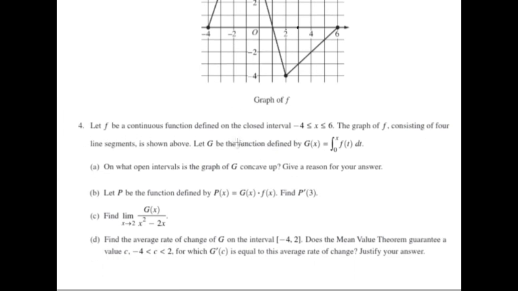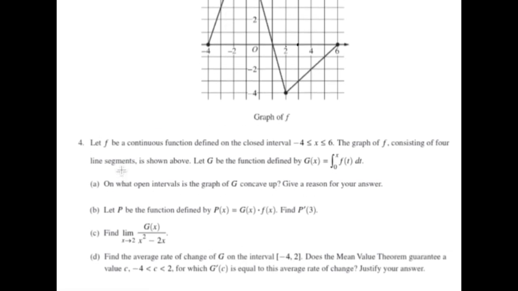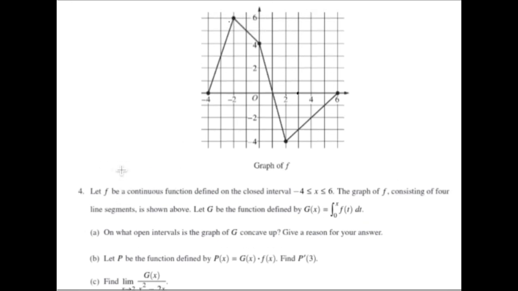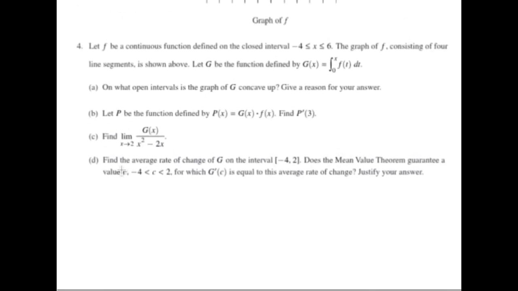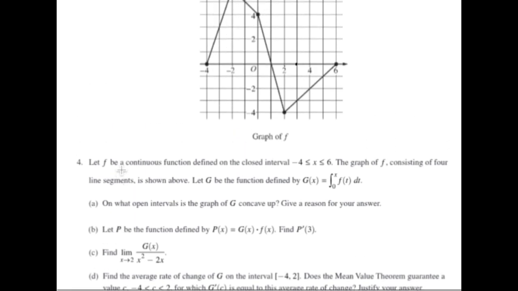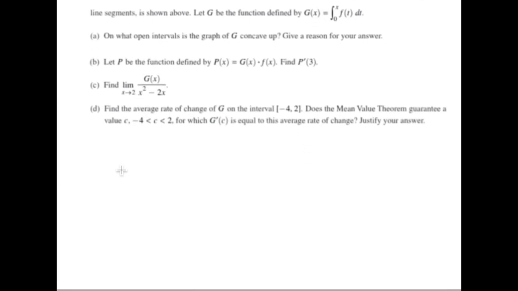The last part asks us, does the average rate of change ever equal the instantaneous rate of change on this interval? So before we even start with this question at all, we need to know if G is differentiable. And G is differentiable because when we differentiate this, we get f of t, and it's a continuous function, which means G is differentiable. And it is also continuous because there are no gaps in between. You'll always get a value at some point.